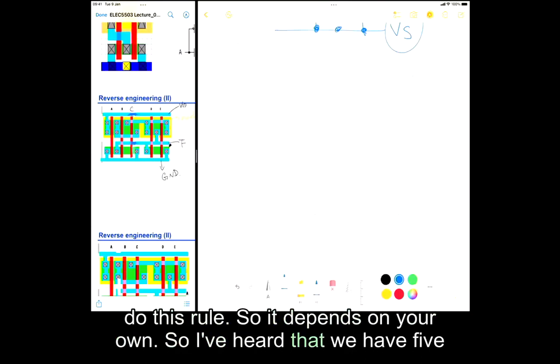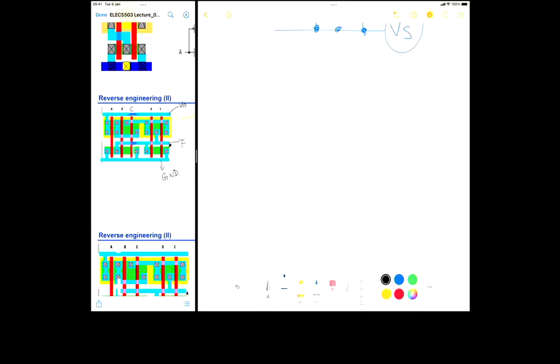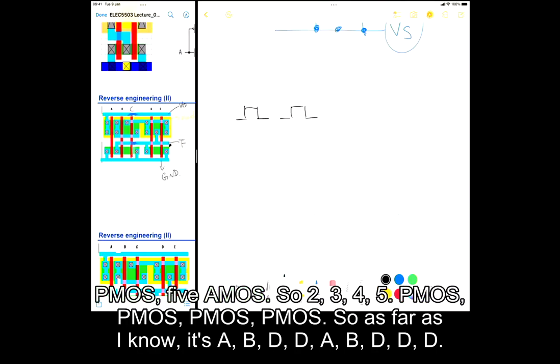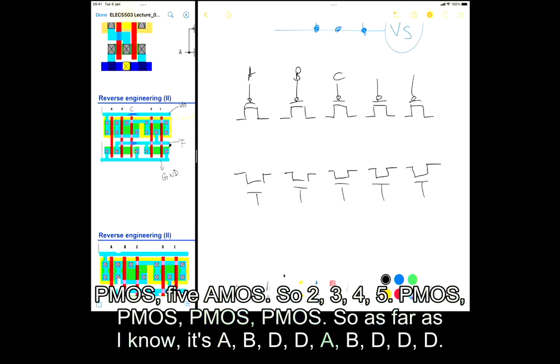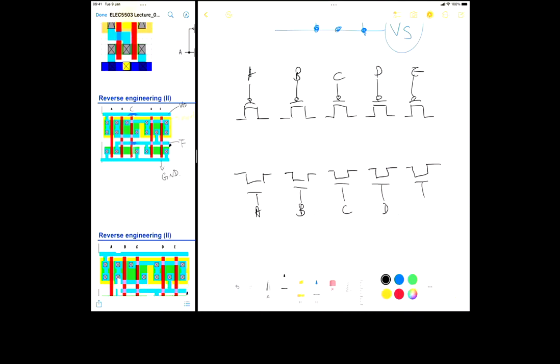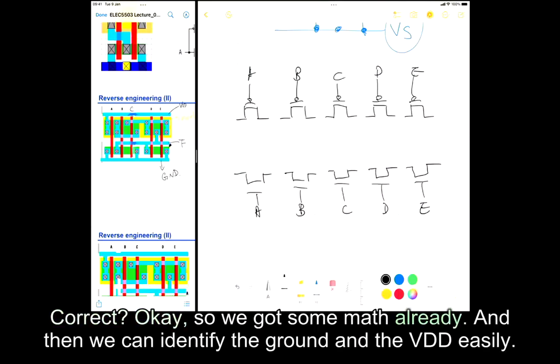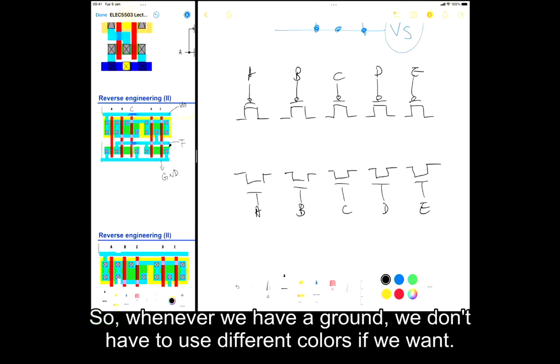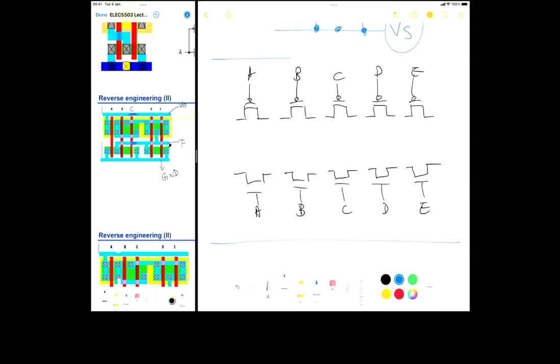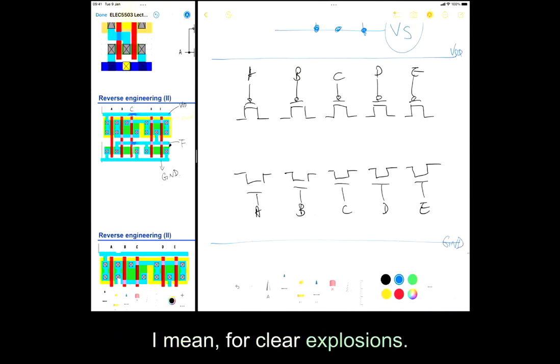So I've heard that we have 5 PMOS, 5 NMOS, okay? So 2, 3, 4, 5 PMOS, and then 5 NMOS. As far as I know, it's A, B, C, D, E for both. Correct? Okay, so you got some marks already. And then we can identify the ground and the VDD easily, right? Whenever we have a ground, you don't have to use different colors if you want. I use different colors just for the purpose of having a bit more clear illustrations. Okay, so I have my VDD and ground.